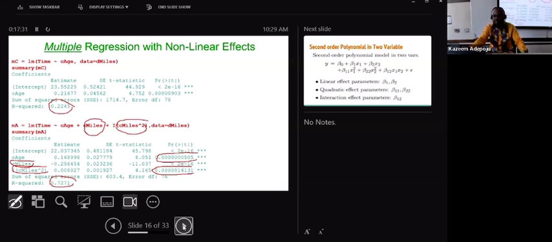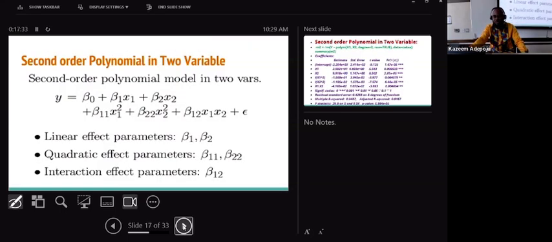Okay, now I want to go into second order polynomial in two variables. I've been talking about first order in one variable, second order in one variable. I want to talk about two variables. Take a look at this, x1, x2. I got two explanatory variables. Now I have them specified in a linear form, and I also have them specified in a quadratic form.